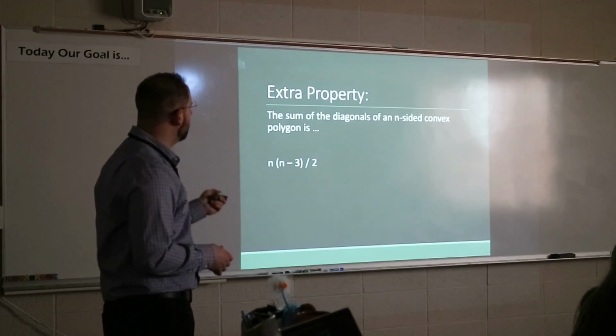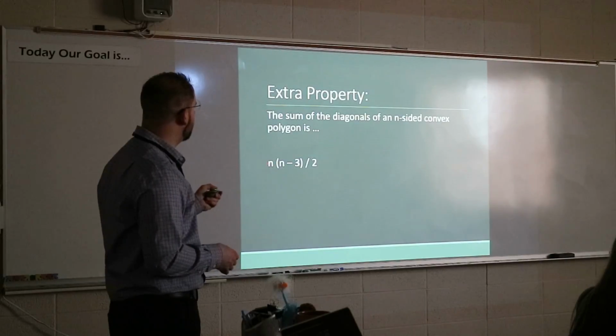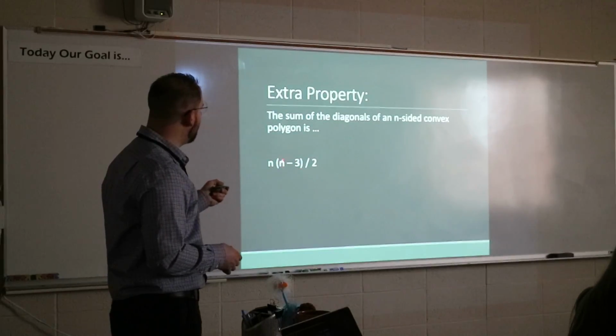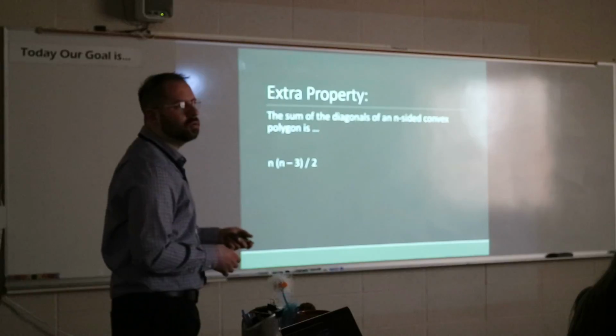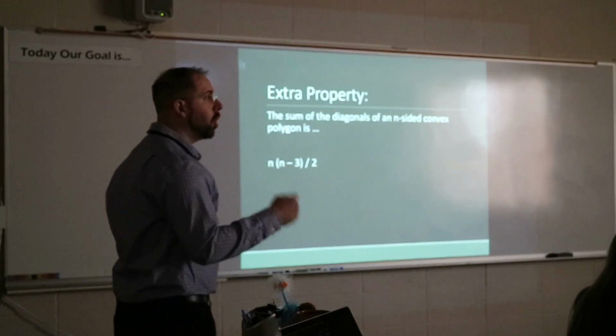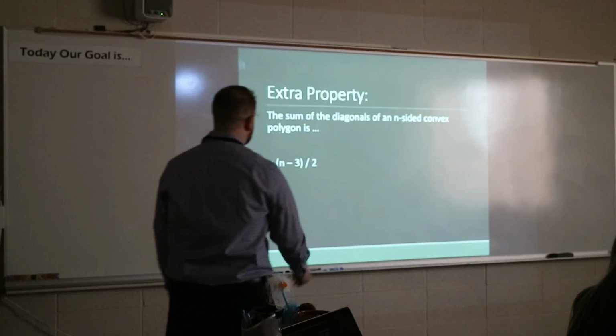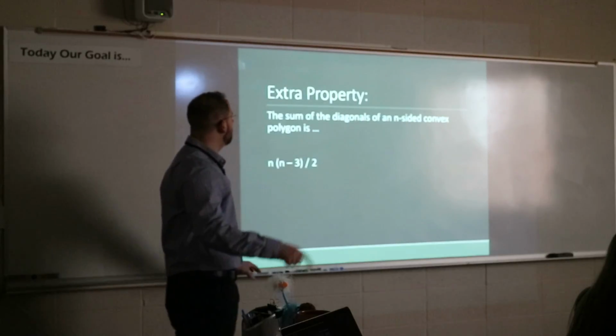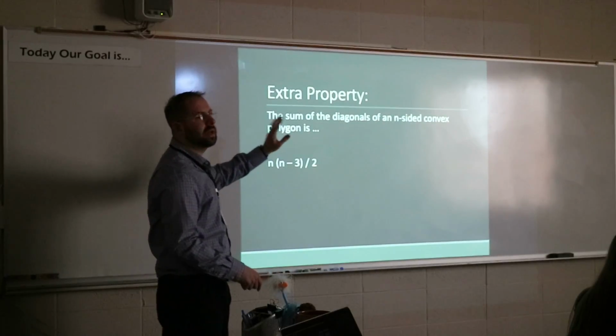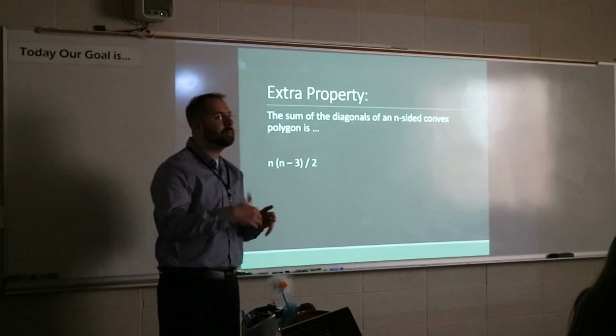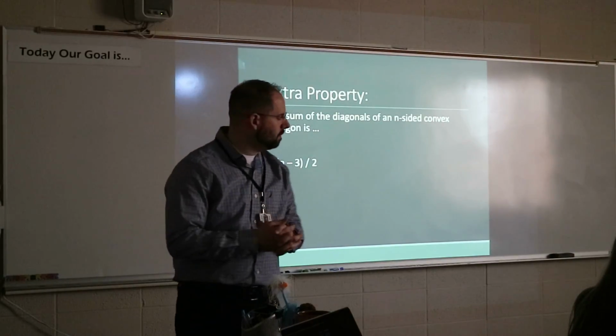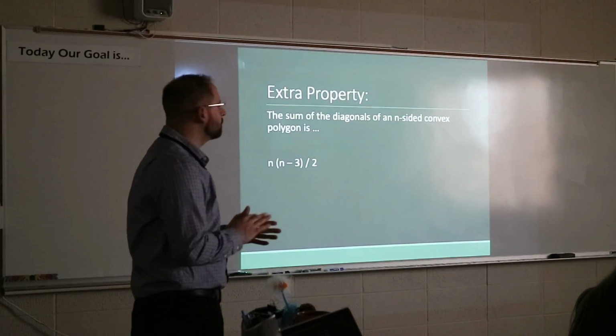But this is the formula that you have here. I know it's going to seem a little weird. It's n times n minus 3, and then you divide by 2. And this gives you how many diagonals total are in a picture. Unique diagonals, so it's not repeating them. I'll explain here in a minute.